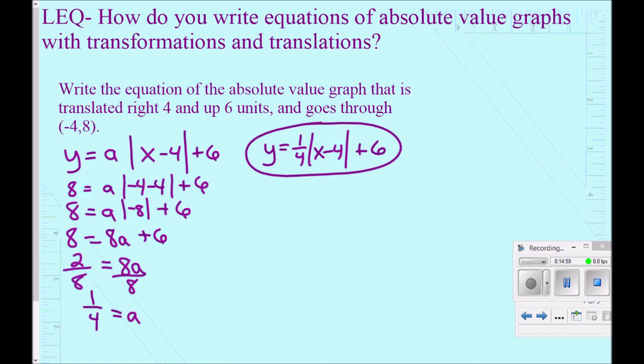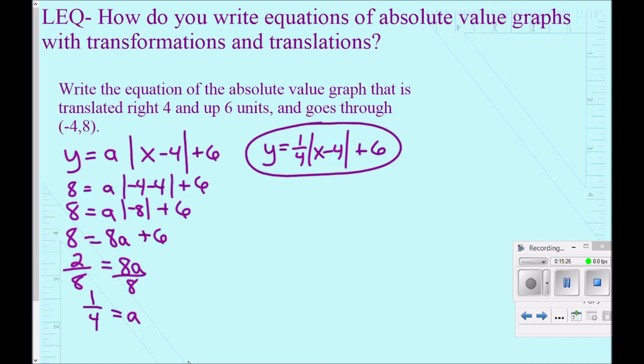Now in class, I did ask students to check your memory here about what we've learned the last couple of days. Think about this question: 1/4, what does that mean in terms of the graph? Has it been vertically stretched, vertically compressed, or neither? So think about that. The answer is it's been vertically compressed. I know that because 1/4 is smaller than 1. Therefore, the graph has been vertically compressed.